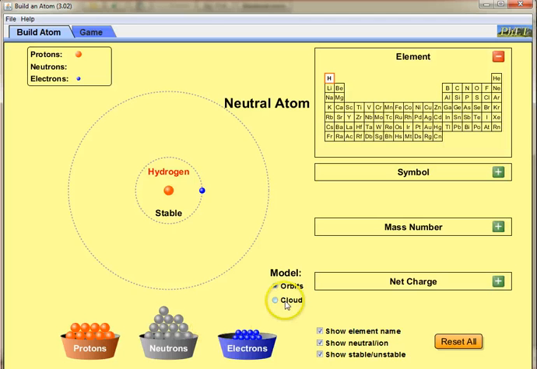We can also select cloud if you want, but this is the actual picture of it, and you will learn this in quantum chemistry next year. But for now we'll just stick with the orbitals, a much easier model to understand. There are different models of atom, and this is the easiest one. To make a neutral atom we need to add protons and electrons together, because the number of protons is equal to the number of electrons in a neutral atom.